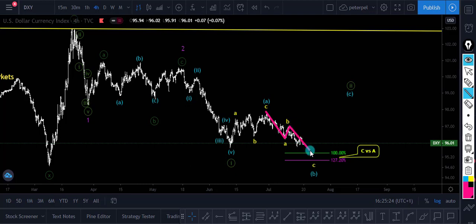When we get 100% of C versus A, we are getting a normal flat. But when we get 127%, we are looking at an expanding flat before we go for blue wave C. Get a 5-wave up for blue wave C, then the trend will resume. So we look at our Euro USD and how we can use this also to trade the Euro USD.